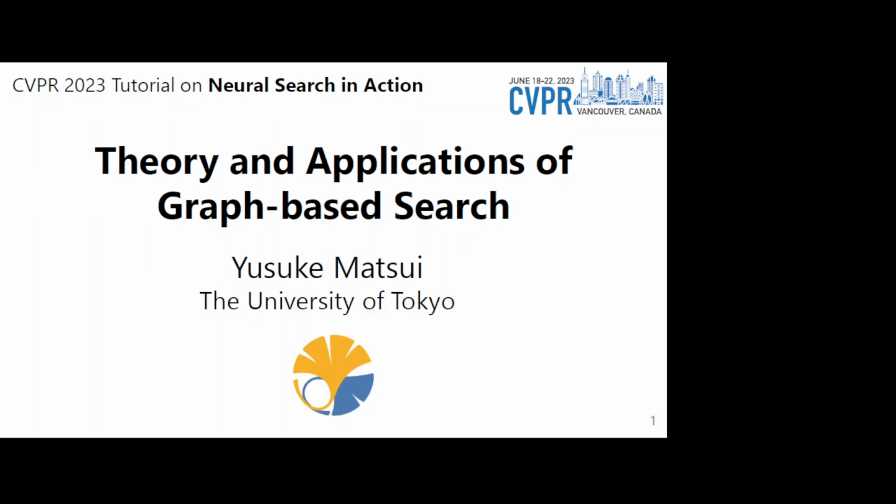Today's talk is based on our term projects. I want to deliver more information and more knowledge about approximate nearest neighbor search. The current state of the art is graph-based search, so I want to use the tutorial slides given at CVPR 2023.